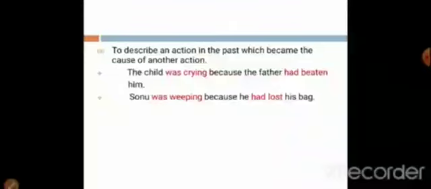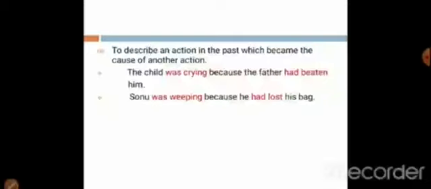Next, it is used to describe an action in the past which became the cause of another action. So we are having an action, a result. What is it? The child was crying because the father had beaten him. Now the act of beating resulted in crying. The child was crying. Why? Because the father had beaten him. So an action in the past which became the cause of another action. So action here is had beaten, and the result, as we can say, was crying.